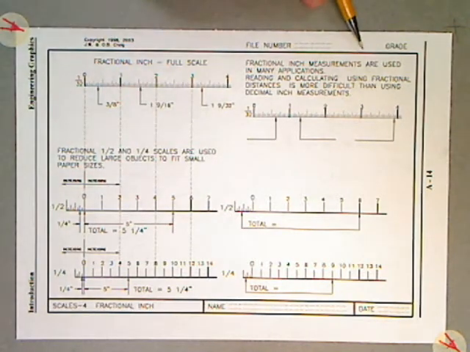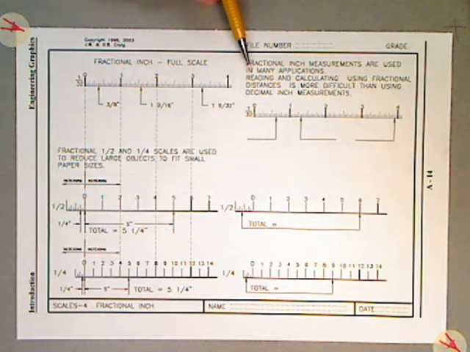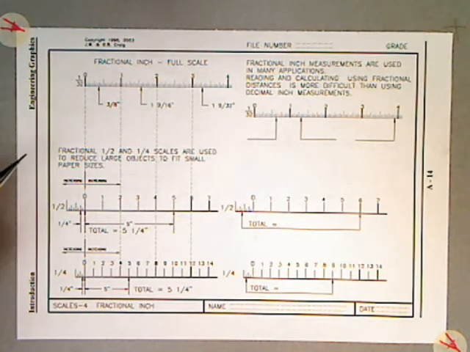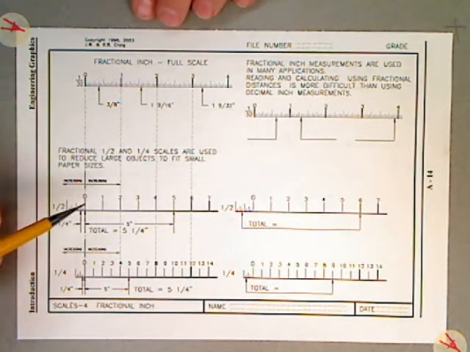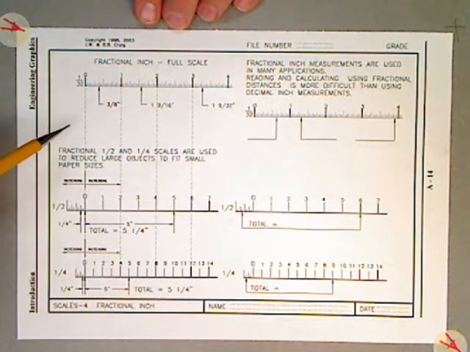Fractional inch measurements are used in many applications: architectural, structural, fabrication drawings. So reading and calculating using fractional distances is more difficult than using the decimal inch measurement. Fractions usually give people a lot of trouble, and you need to email me and let me know if you're having difficulty understanding it.